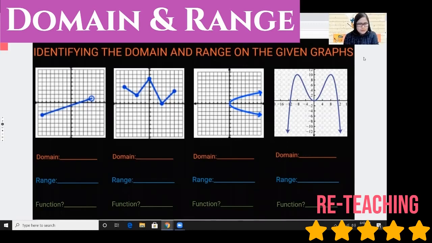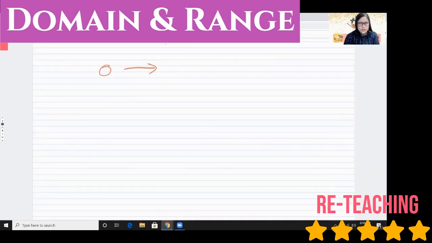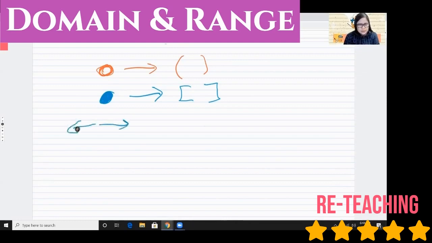If you see an open dot in a graph, we're going to use the symbol of a parenthesis when we identify the domain and range. And if you see a closed or highlighted dot, we're going to use a bracket for our domain and range. Remember this. And the other one, if you see an arrow on both ends, we use the parenthesis with the infinity symbol.